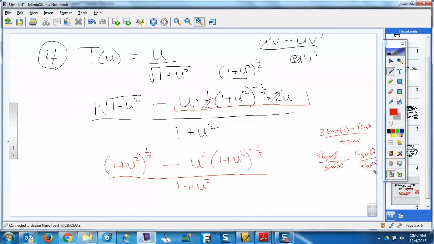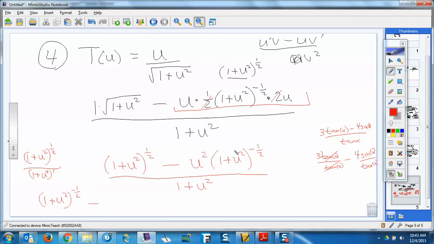The problem is if you try to do too much canceling and you do something that's illegal, then it ends up costing you. So right here, if I split this into 1 plus u squared to the 1/2 over 1 plus u squared, now you can think of that as to the first. Well, what do you do with those powers? You just subtract them, right? So that'd be 1/2 minus 1. That'd be 1 plus u squared to the negative 1/2 right there.